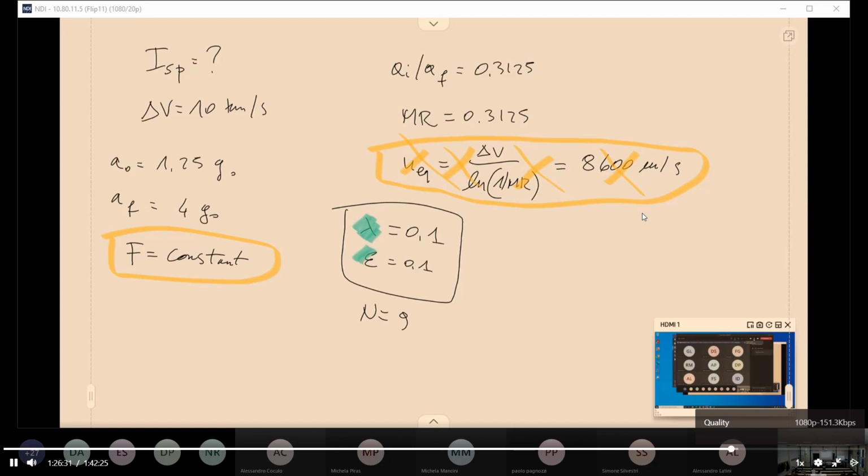This lambda, this epsilon, this delta V, H0 and AF, and this N. These are the new data that we have.